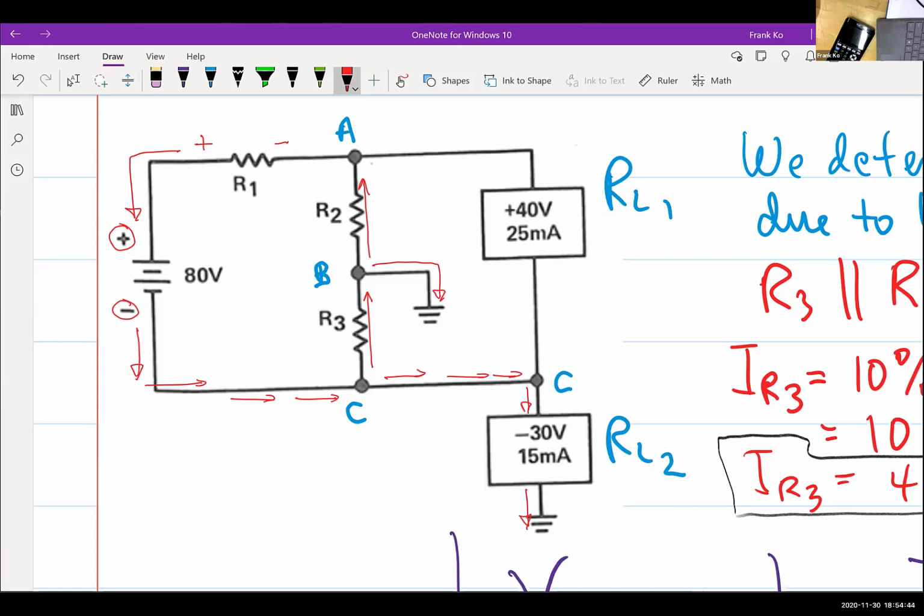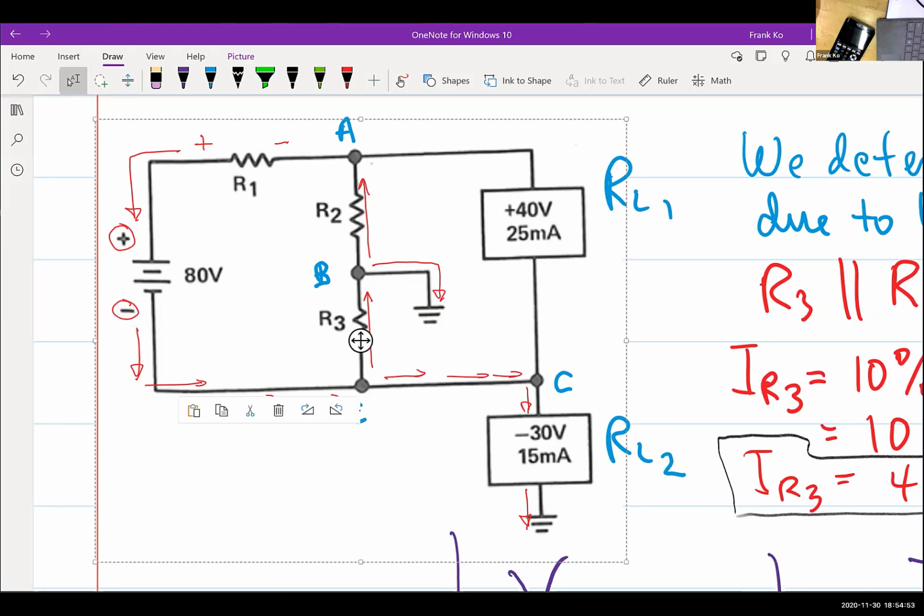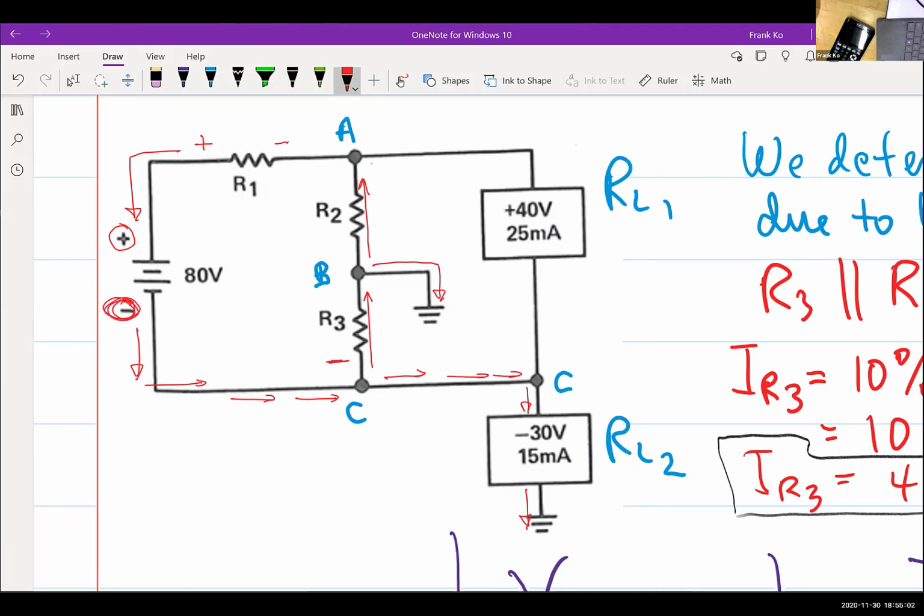Why doesn't it flow from A to B? Yeah, how do we know it's going in that direction? Because right here, if you take a look at the bottom of the source, the 80 volts, isn't that a negative polarity? Mm-hmm. Which means the bottom of R3 is negative, yes? Yep. And it also means that the top of R3 is positive, correct? Yep. And we know electron current must flow from negative to positive, is that correct? Yep. So it's got to flow up.